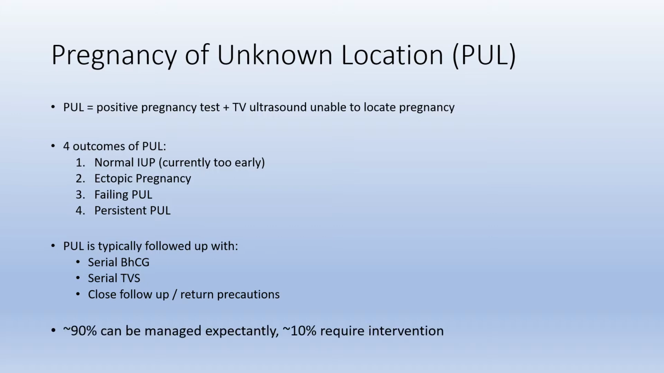Now, observational data suggests if you take all women with a pregnancy of unknown location, 9 out of 10 or 90% can be managed without any intervention. So if they've got eventually a normal intrauterine pregnancy that is just allowed to progress, or a failing pregnancy of unknown location, the pregnancy can be expectantly managed. And about 10% require intervention, whether that be a suction evacuation or a laparoscopy.